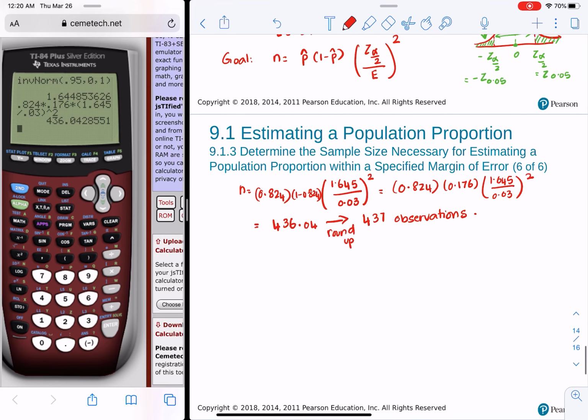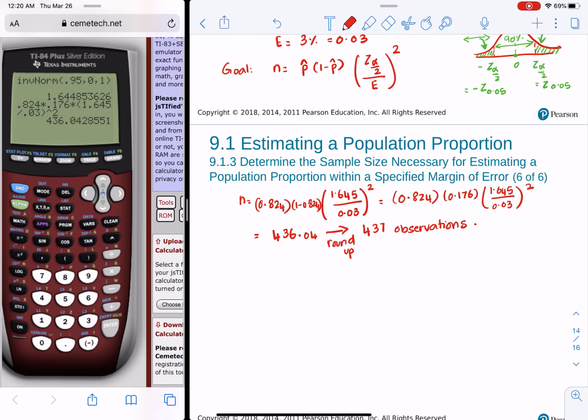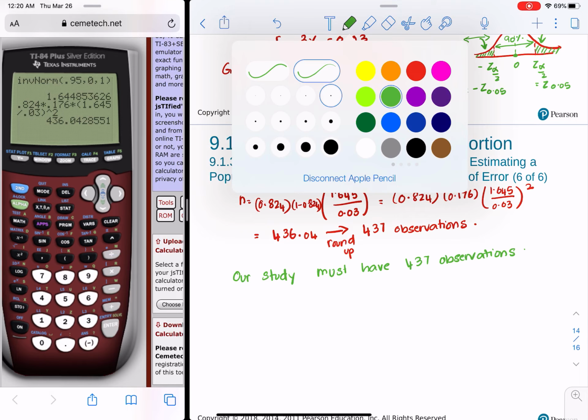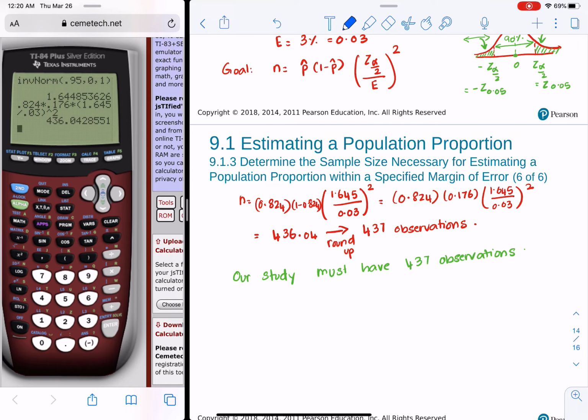This means our future study, or the lady's study, should have or must have 437 observations. That doesn't imply that she can have more than 437 observations. So what we're trying to say is we need at least 437 observations. So the same problem, even though this is not in the question, I'm going to do this part.